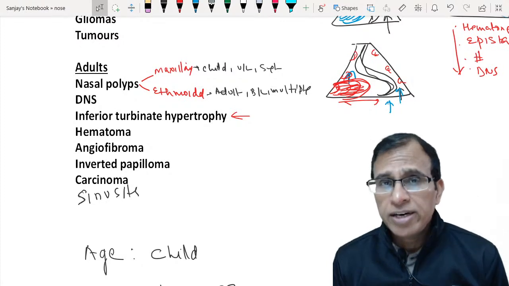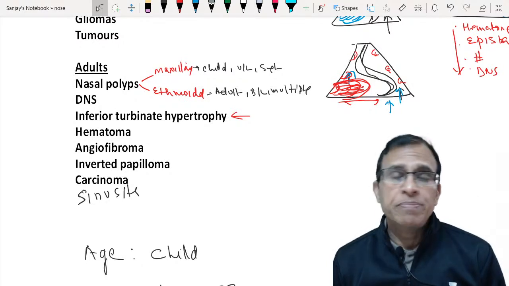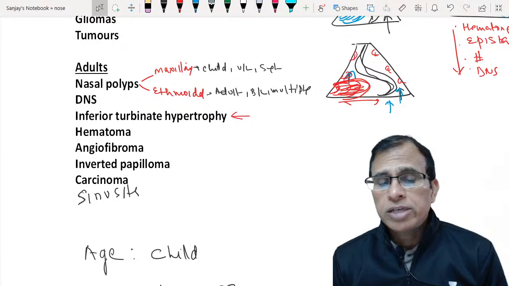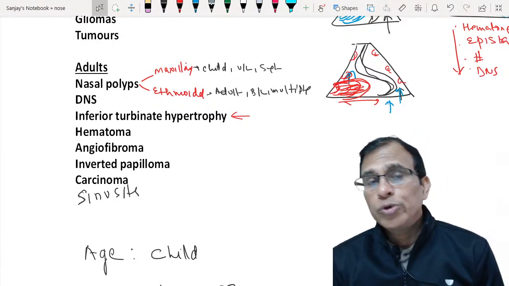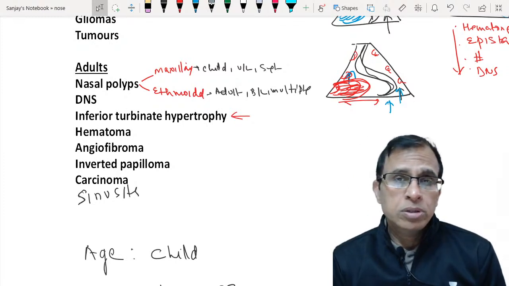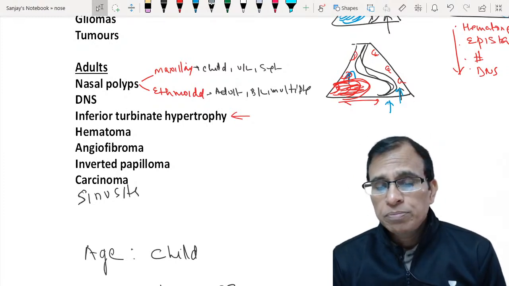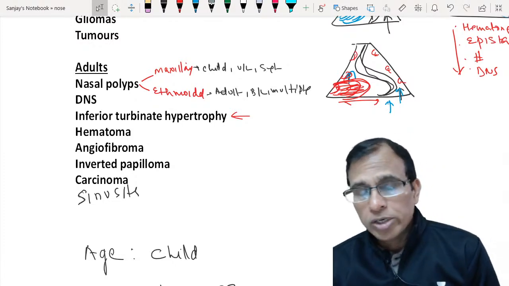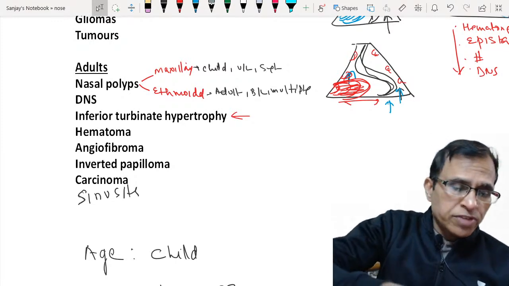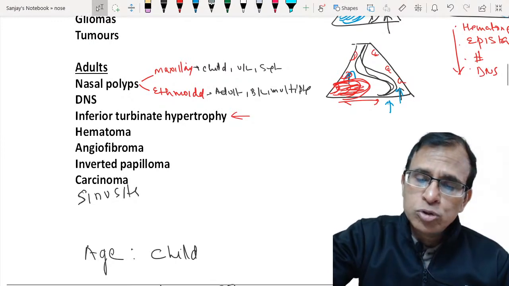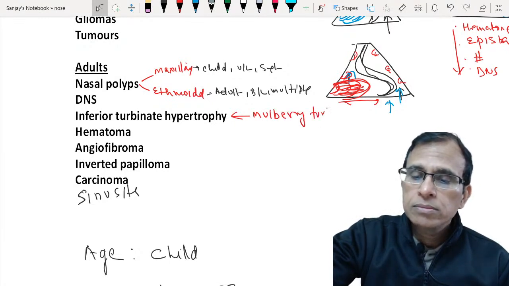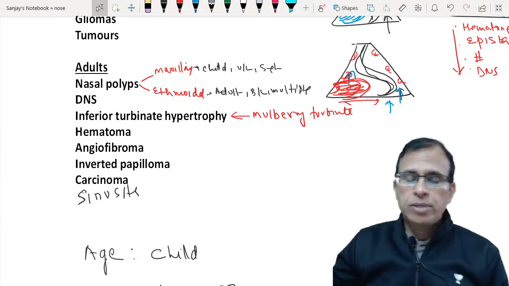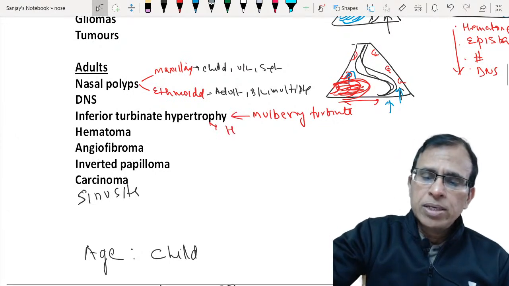Sinusitis, because of recurrent infections, recurrent trauma from the infective pathogen will cause trauma, and that will cause hypertrophy of the turbinate. So inferior turbinate hypertrophy could be an isolated case. It could be due to DNS compensation. It could be due to rhinosinusitis, but the problem is the same. The turbinate is hypertrophied, and it obstructs the nasal cavity and causes the blockade. Some books use the word mulberry turbinate if it's too much hypertrophied. Mulberry turbinate.